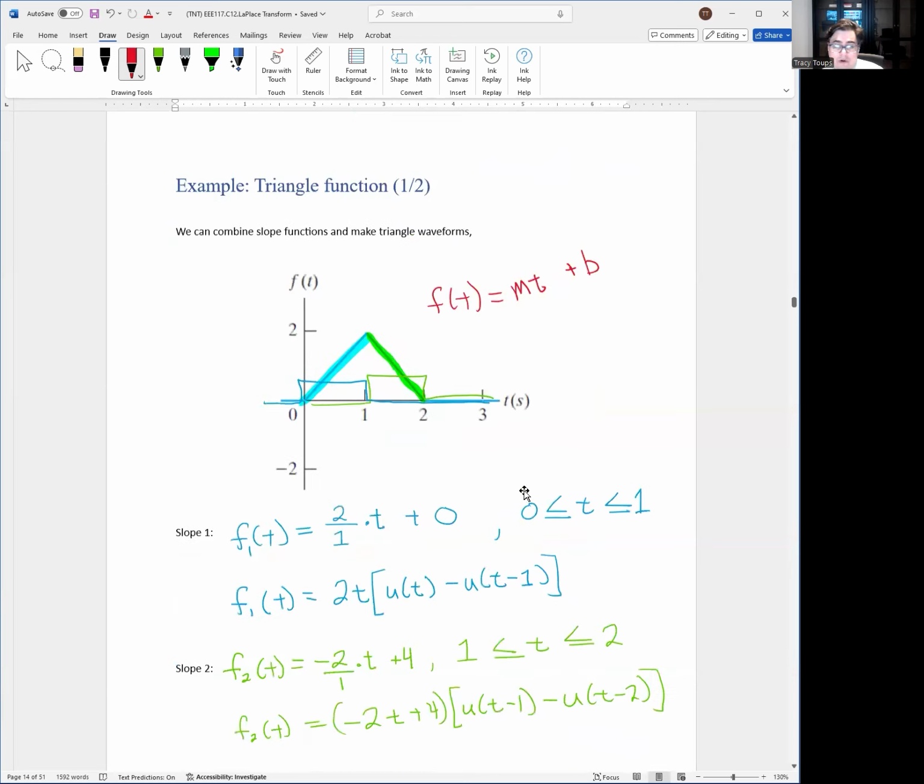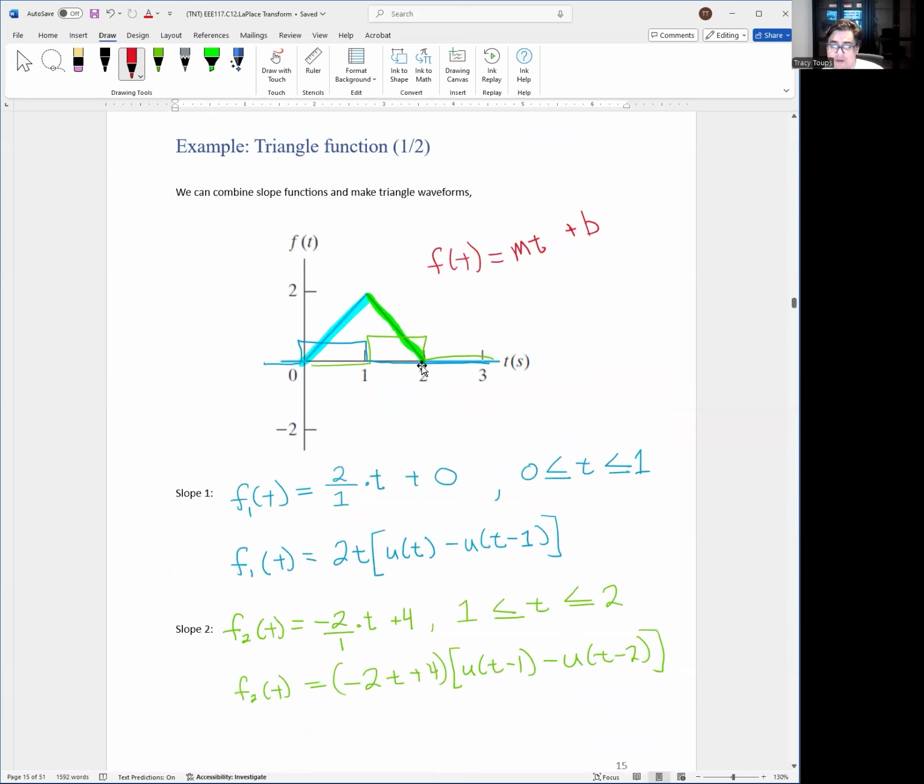So for example, let's make this triangle waveform. We could do that with step functions, right? First off, I like to always define anytime you see a waveform change, put a border right there and say, hey, this is one part. So for example, you see how it slopes up? I highlight it as blue. This is my blue part. And then it changes abruptly at 1 and goes back down. That's green. That's another part of the signal.